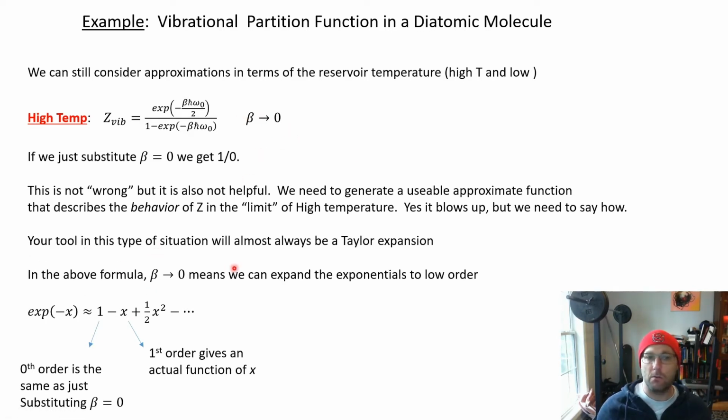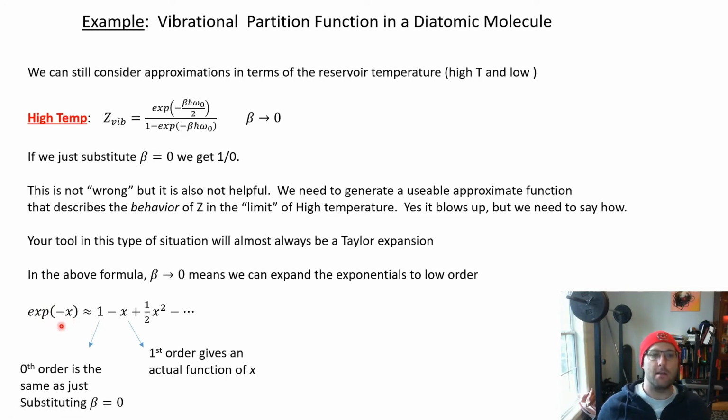And so when you want to do this, your tool is almost always going to be a Taylor expansion. So when you're faced with a limit that tells you something that is correct but useless, your tool will almost always be to do a Taylor expansion, to say something that is both correct and useful. So in the above formula, if you let beta go to 0, it means that the argument of each exponential is also going to 0. It's a small parameter. And so you can expand in Taylor series the exponential functions about 0.